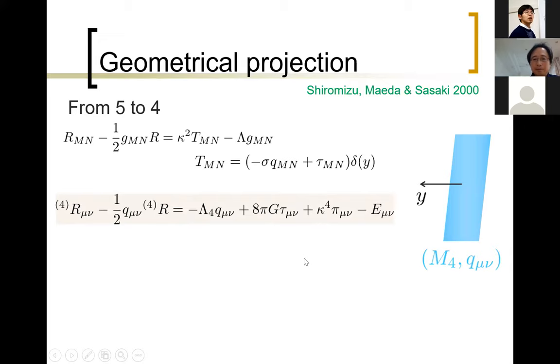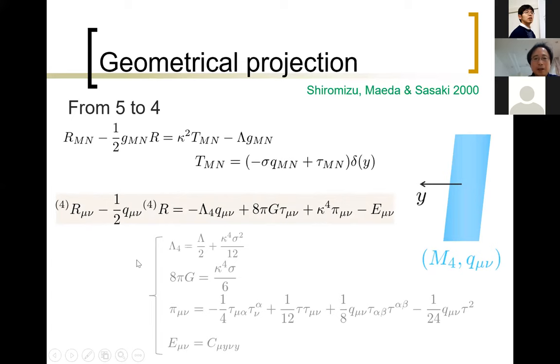So in this equation, the left-hand side is very similar to this one. They are four-dimensional geometrical quantities. So this is a curvature on the brane. This is also a curvature. And q_mu nu is an induced metric on the brane.